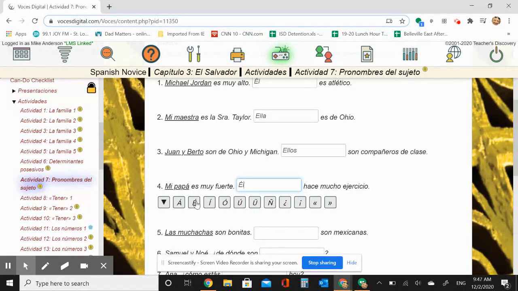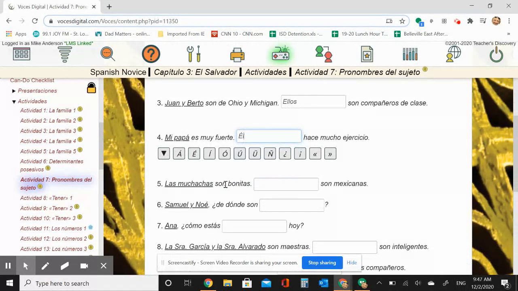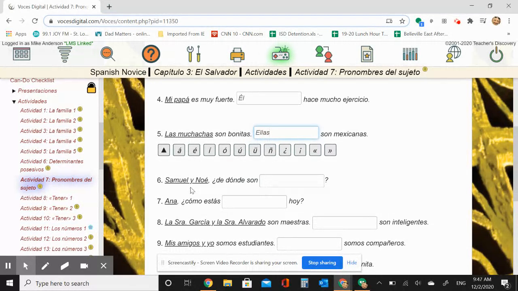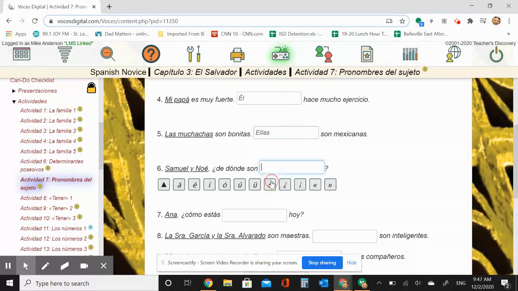I'm actually on a laptop, not on my Chromebook, so I don't see that setting down here, but you'll see instead of ENG English, you'll see that actual setting on yours. Okay, número cinco, las muchachas son bonitas. So ellas son mexicanas. Número seis, Samuel y Noé, both males there. You can say ellos.